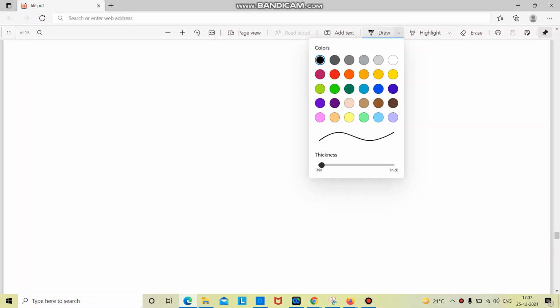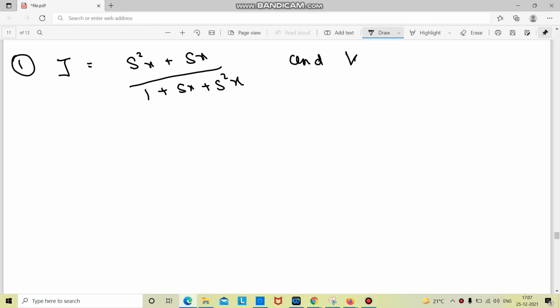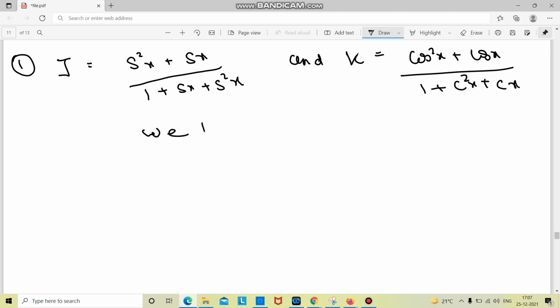Some more questions of the chapter indefinite integration. So our first question is: J is equal to sin squared x plus sin x by 1 plus sin x plus sin squared x, and K is equal to cos squared x plus cos x by 1 plus cos squared x plus cos x. We have to find J and K.